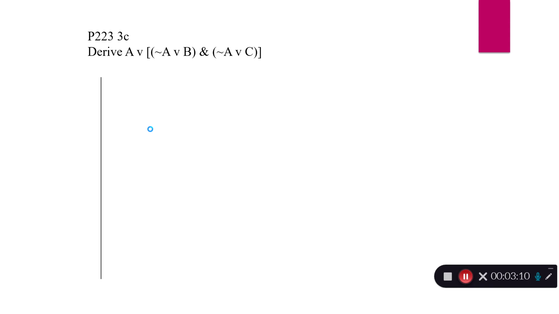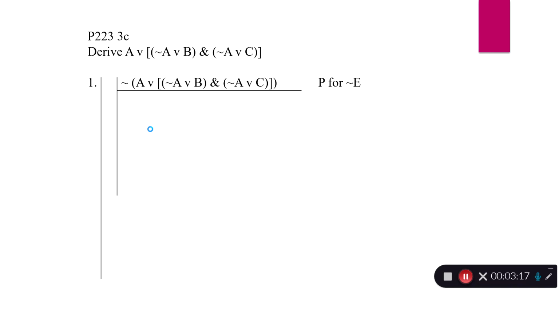Now this problem's a bit harder, right? We've got A or not A or B and not A or C. So I'm going to do the same thing because I see a disjunction. I know I can't get either side on its own. So I'm going to assume the opposite by adding a negation outside of parentheses of that whole big sentence. And now I'm just going to start working that negation through with the rules I have to see if I can get a contradiction, right?